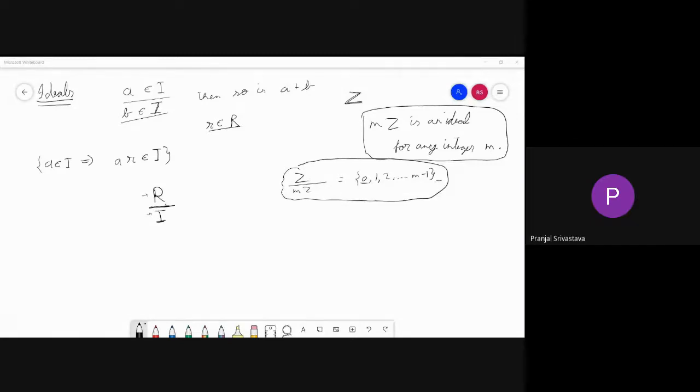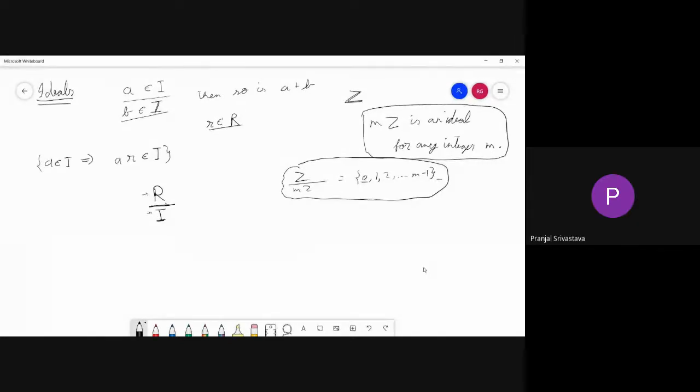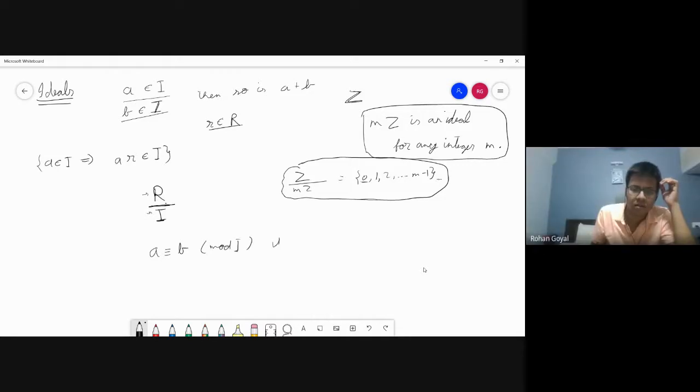Consider the equivalence relation: A is related to B if A minus B is in the ideal. Now quotient the ring by the equivalence relation. Perfect. That is how you do it. Like here also, that's how we defined it, right? We said A is congruent to B mod M if A minus B was divisible by M, it was in MZ. That's how we defined the congruence.